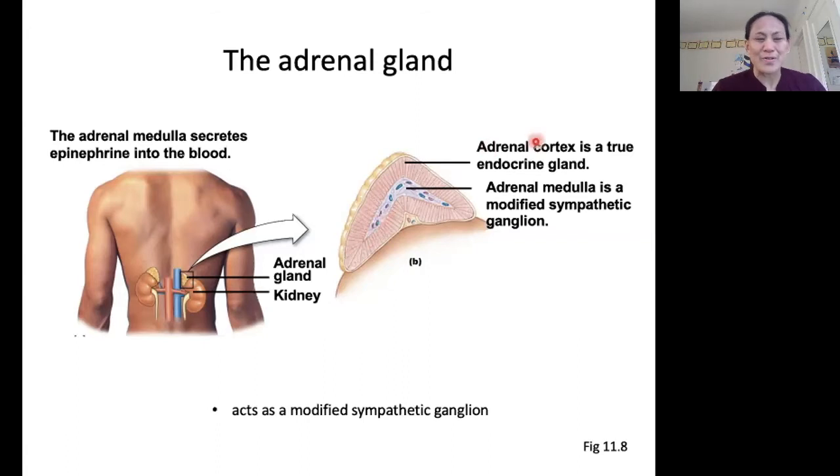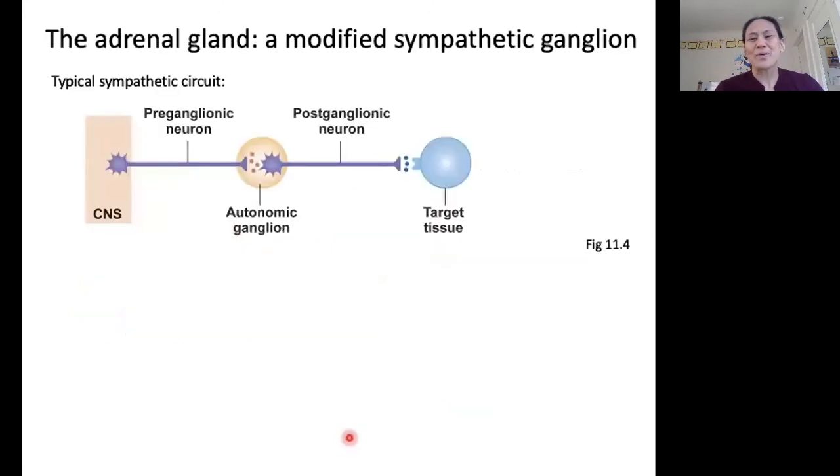moving on about the adrenal gland, the adrenal cortex is an endocrine gland. So we kind of encountered that a little bit when we were talking about the endocrine system and the HPA axis. Cortisol is made by the adrenal cortex, but we will cover that some more later in the semester. The part that we want to be focusing on now is the middle part right here, the adrenal medulla. The adrenal medulla acts as a modified sympathetic ganglion, okay? So what do I mean by a modified sympathetic ganglion?